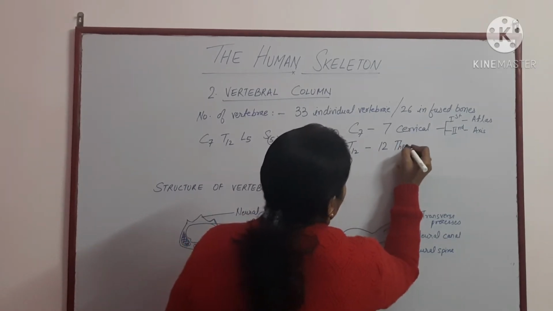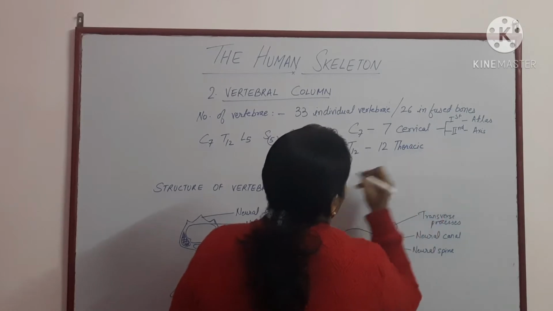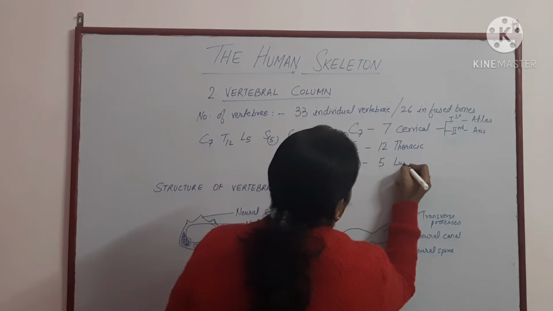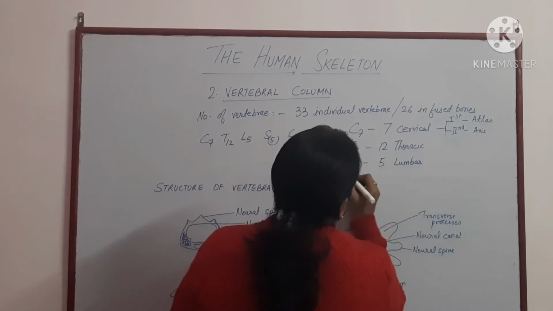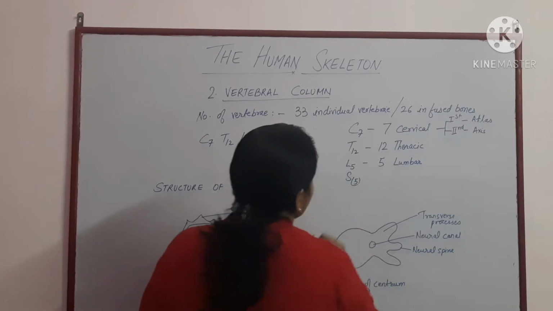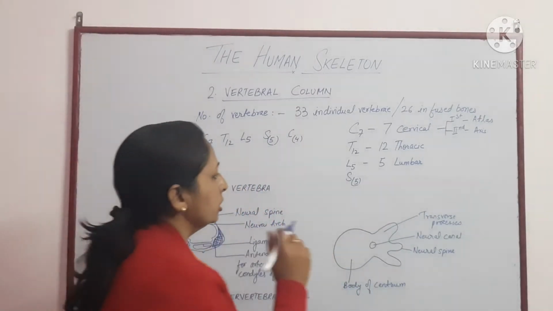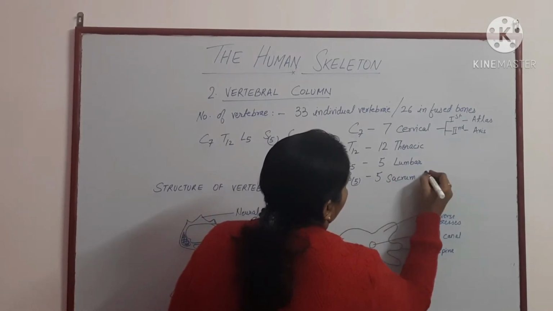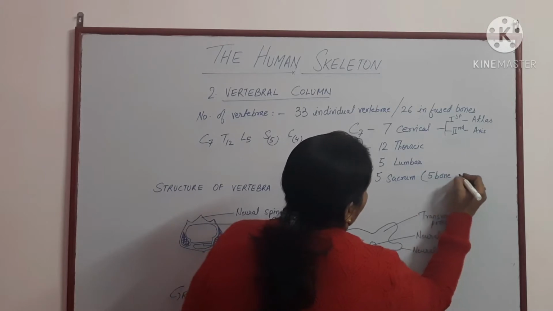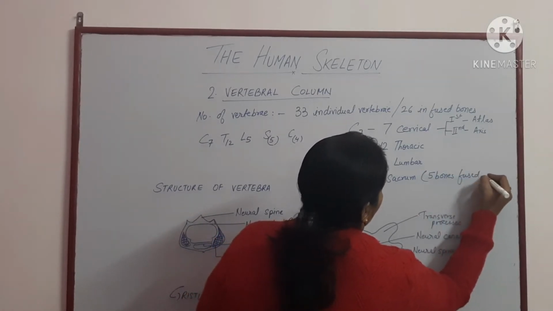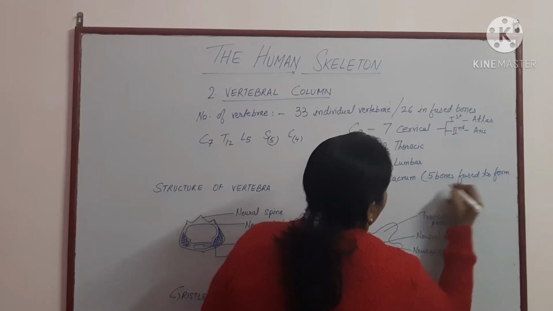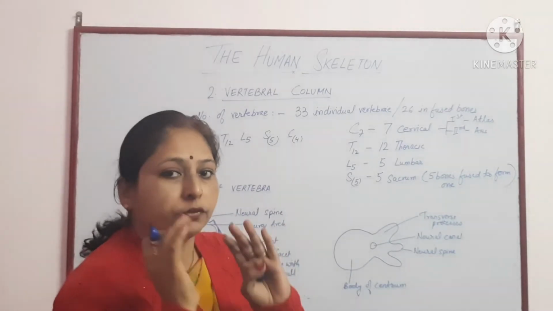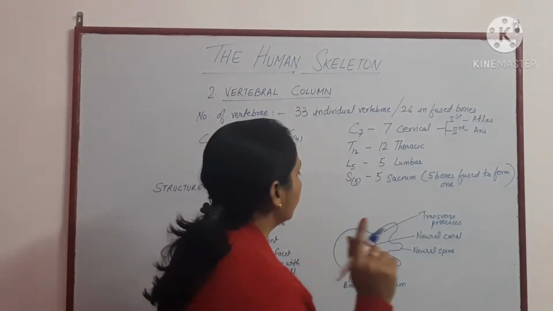12 thoracic. 12 thoracic vertebra. Then L5, 5 lumbar vertebra. S5. This 5 I have written in bracket because these 5 sacrum bones fused to form one. So that's why I have written it in bracket. 5 fused bones fused to form one.